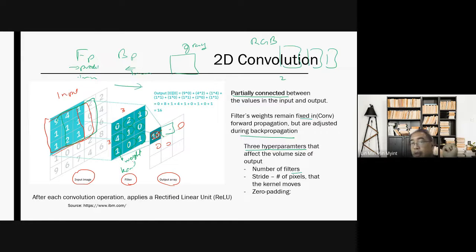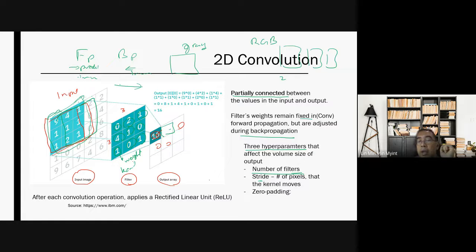Anyway, the output depends on the number of filters and the stride. Stride means how many rows or columns the filter needs to move for the input calculation. If it moves just one by one, the stride is one. If it moves two by two, the stride is two.